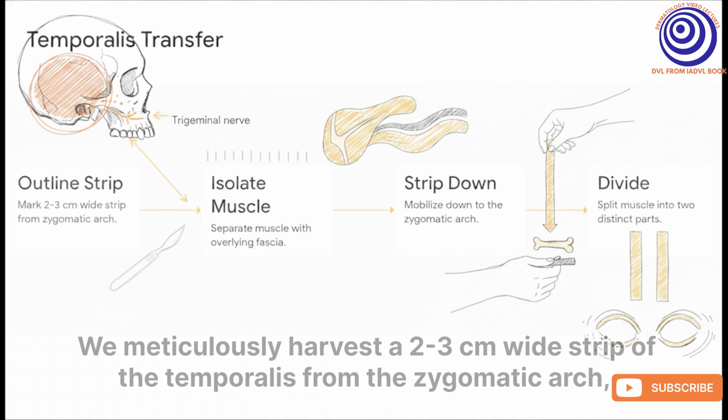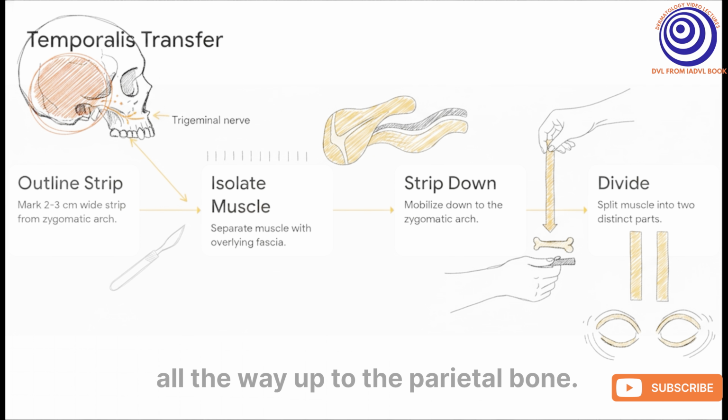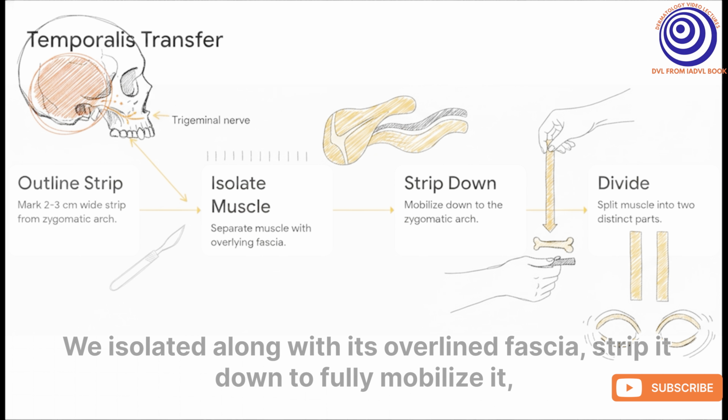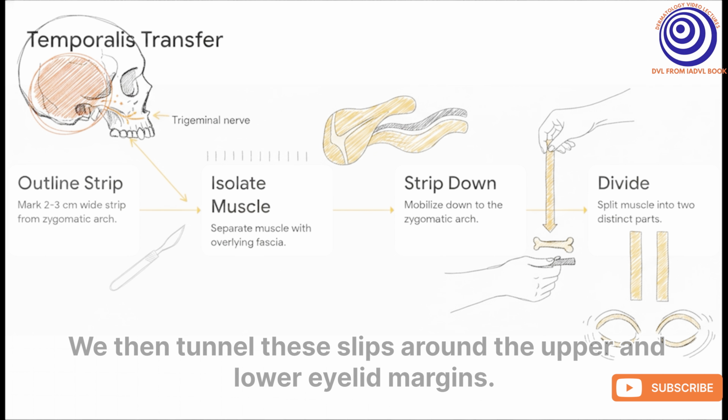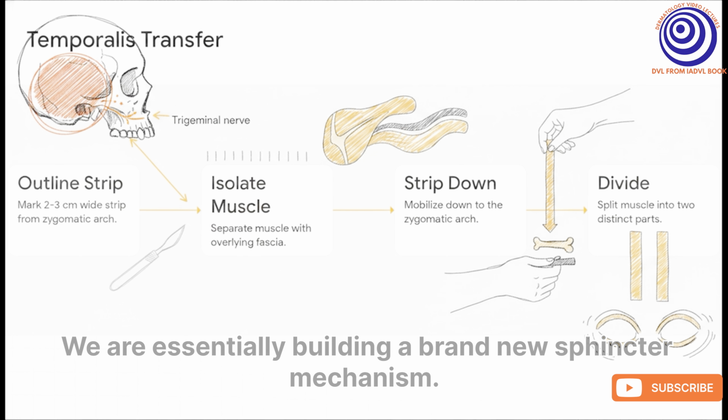We meticulously harvest a 2 to 3 centimeter wide strip of the temporalis from the zygomatic arch all the way up to the parietal bone. We isolate it along with its overlying fascia, strip it down to fully mobilize it, and then vertically divide this strip into 2 distinct slips. We then tunnel these slips around the upper and lower eyelid margins. We are essentially building a brand new sphincter mechanism.